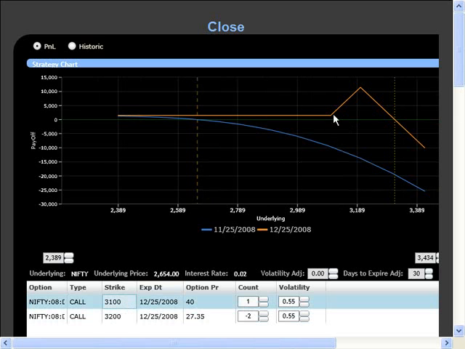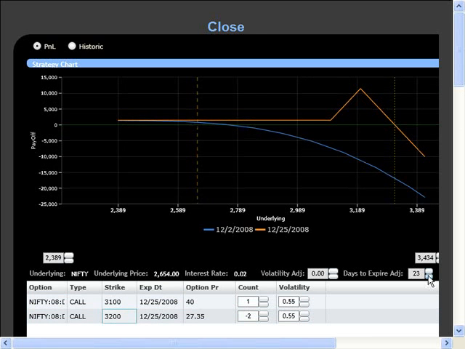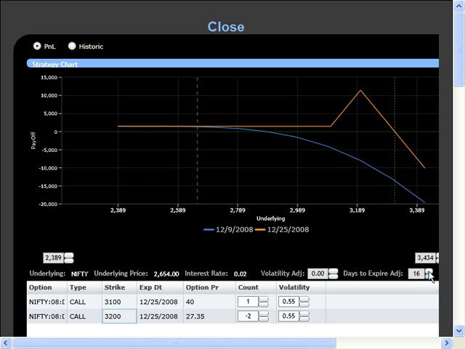Between 3100 and 3200, I am going to make more than that, and beyond 3200 but below 3314, the profit starts reducing, but I will still make profit. But beyond 3314, I will make a loss. This is as of the expiration date. So if I want to see the effect of the expiration, as the days to expire decrease, the position starts moving in my direction.